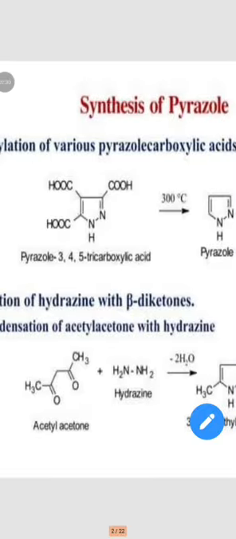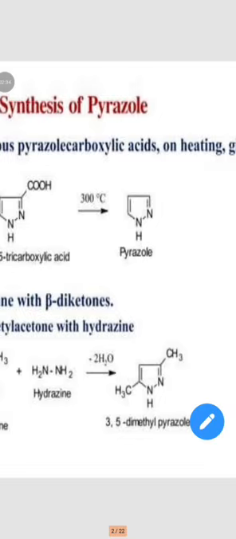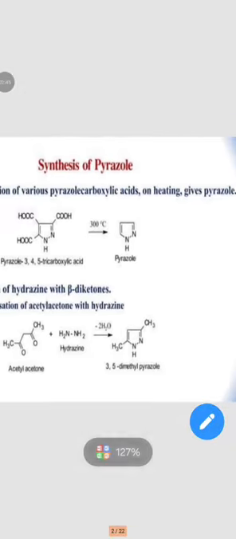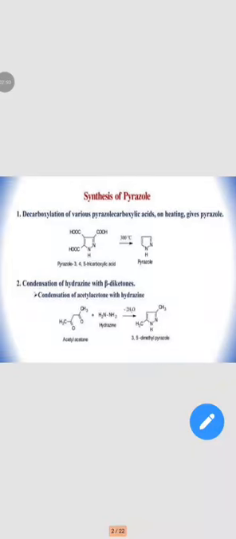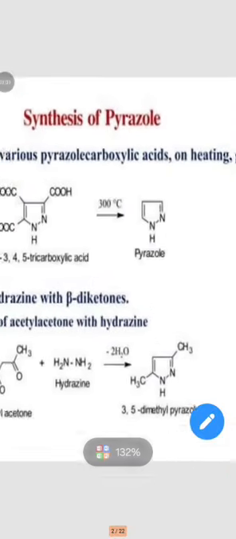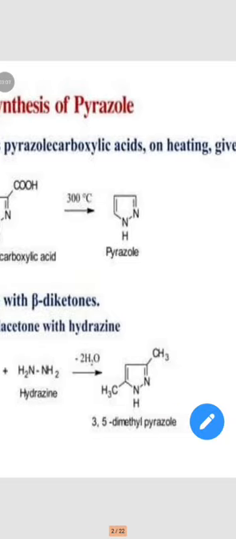So acetyl acetone is reacted with hydrazine. Two molecules of water are removed, and the derivative of pyrazole, 3,5-dimethyl pyrazole, is obtained. So there are two methods of preparation. The first method is that pyrazole carboxylic acid is heated at 300 degrees Celsius. The second is that acetyl acetone is reacted with hydrazine to form 3,5-dimethyl pyrazole.